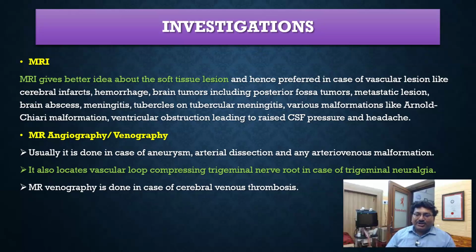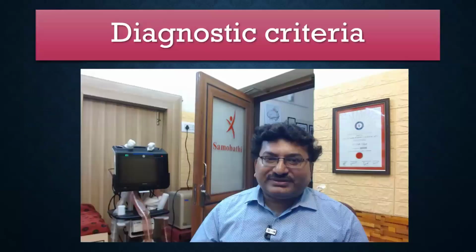Angiography and venography can sometimes be done for aneurysms, or where anomalous arteries are compressing a specific nerve that we can evaluate with angiography. Sometimes in trigeminal neuralgia, we ask for this to find out whether there is any apparent vessel or not. It also locates a vascular loop compressing the trigeminal nerve, which can be the cause of trigeminal neuralgia. MR venography is done in case of cerebral venous thrombosis.